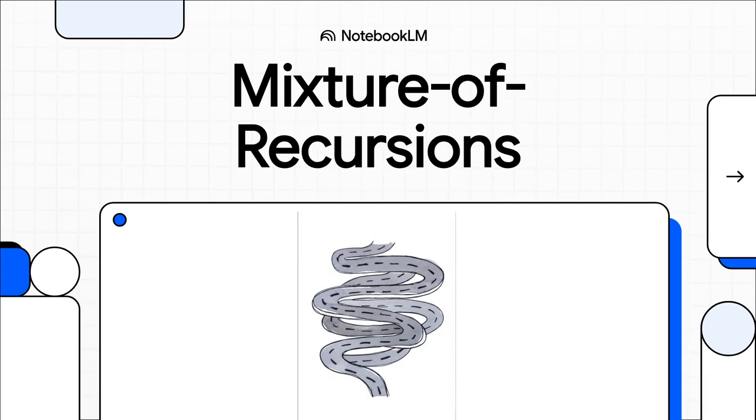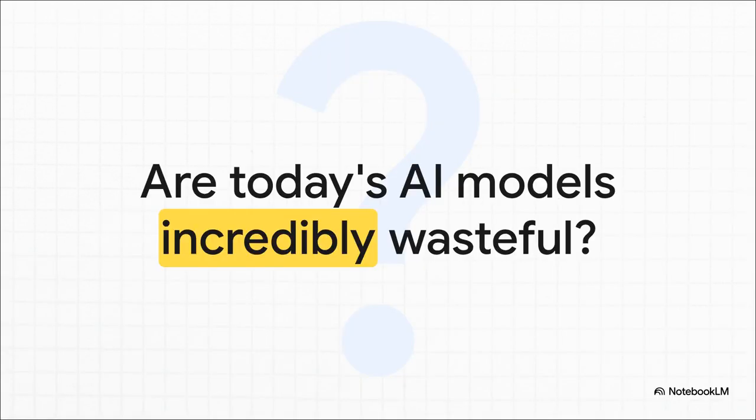All right, let's get into it. Today we're going to break down a really fascinating new paper from Google DeepMind that could seriously change how AI models are built. It's called Mixture-of-Recursions, or MoR for short, and it's all about giving these models a radically smarter way to think. But before we get into what MoR actually is, let's start with a provocative question.